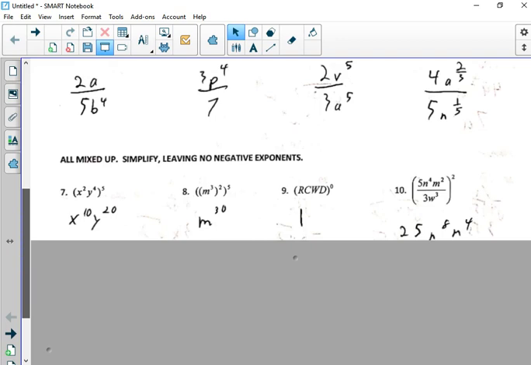Okay. When you're sending an exponent in, you multiply the exponents. So 5 times 2 is 10. 5 times 4 is 20. X to the 10th, y to the 20th.